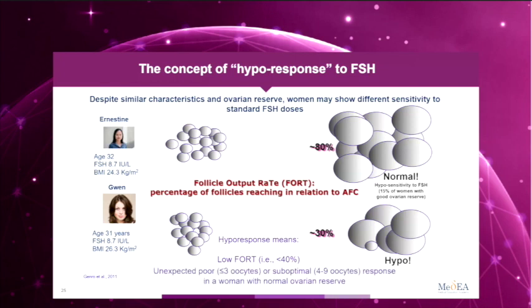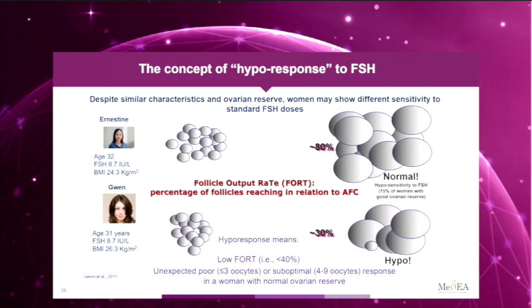So the prognosis is related to the number of eggs. If the number of eggs is between 4 and 9, we can say that this is a suboptimal responder in terms of prognosis. If we have less than 4 oocytes, we can say that she's a poor responder. But what is important is not the number of eggs. What is important is the number of eggs consistent with the potential of that patient.